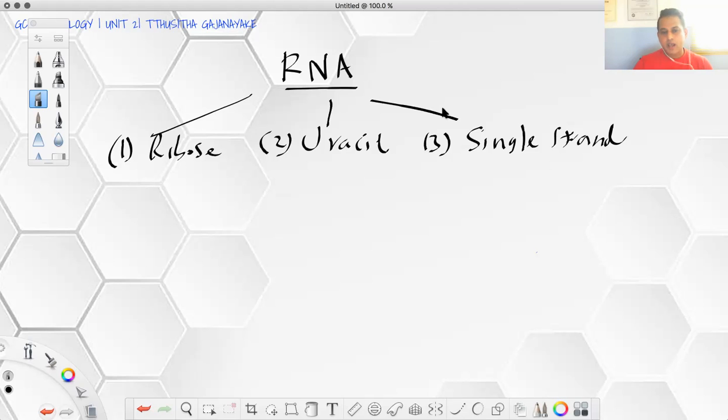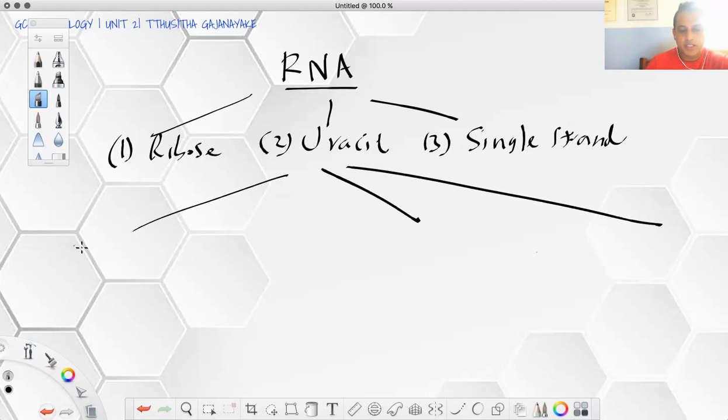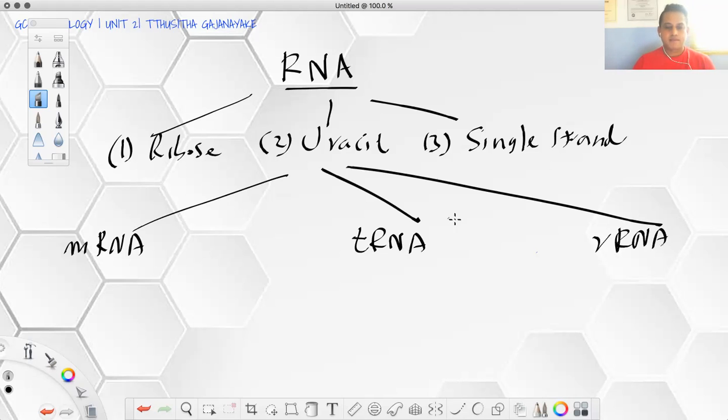Unlike DNA, RNA exists in 3 different forms. One is called messenger RNA. The second one is called tRNA, transfer RNA. The third one is called ribosomal RNA. Again, we will learn the function of each one in protein synthesis.